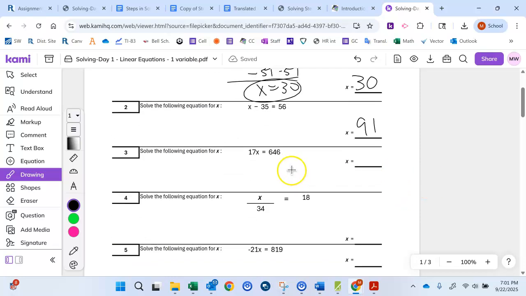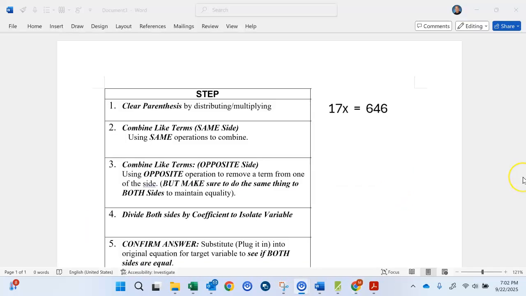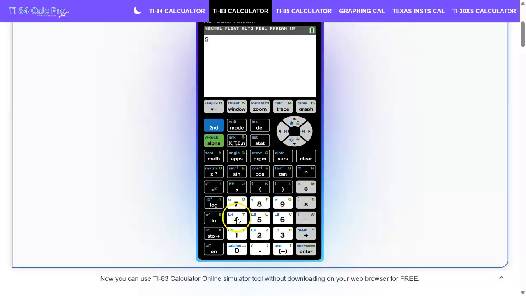Okay, so the next one's going to be this one. Step 1, we don't have any parentheses. We don't have any like terms on the left or the right. We don't have common terms on both sides. So finally, step 4, divide both sides by the coefficient. That's divide by this 17, but we have to divide both sides. So that goes away. And then you use your calculator on that.